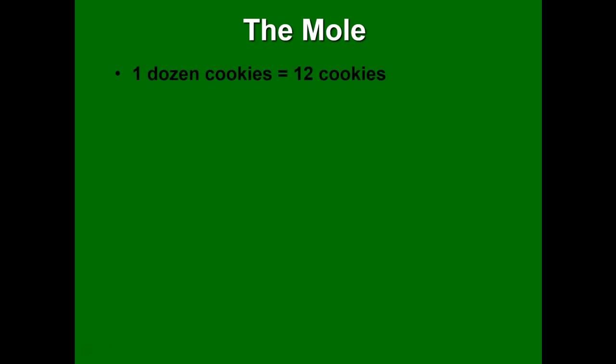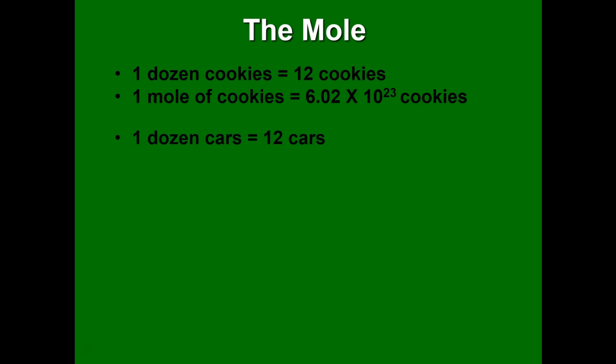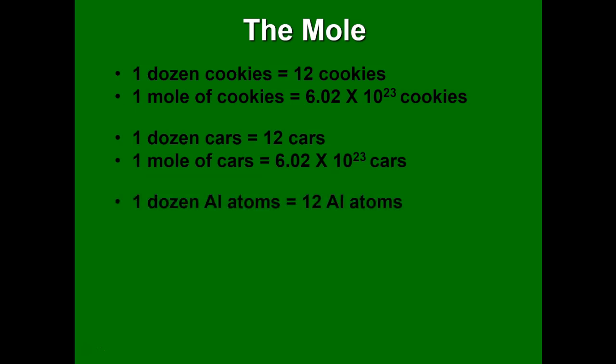Okay, one more way to look at this. If I've got a dozen cookies, I've got 12 cookies. And if I've got a mole of cookies, I've got Avogadro's number of cookies. If I've got a dozen cars, I've got 12 cars. And if I've got a mole of cars, then I've got Avogadro's number of cars. And if I've got a dozen, say, aluminum atoms, I've got 12 of those. And if I've got a mole of aluminum atoms, I've got Avogadro's number of aluminum atoms.